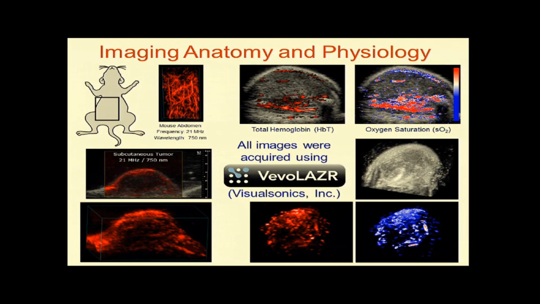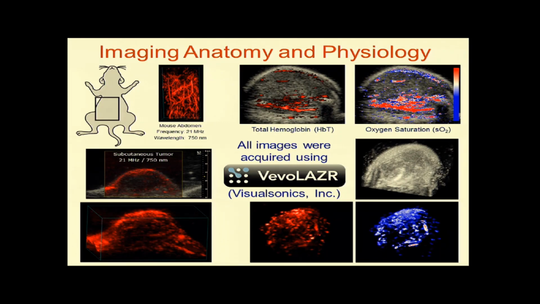And I'm going to walk you through images more or less representative of three manufacturers. These images are from VisualSonics. You can see the abdomen of the mouse or rat, mouse abdomen, and you can see the vascular network, right? This blood does not need to move, unlike in ultrasound, for us to detect it. All it has to do is absorb light and produce a photoacoustic signal.